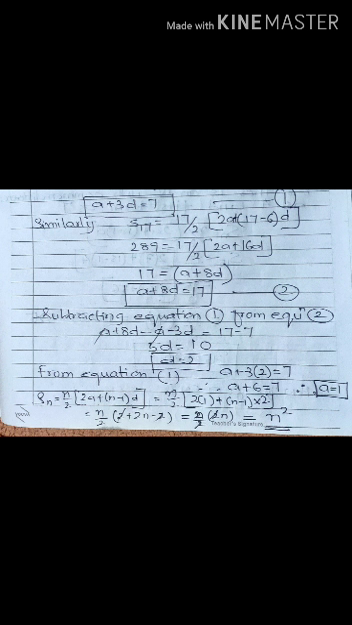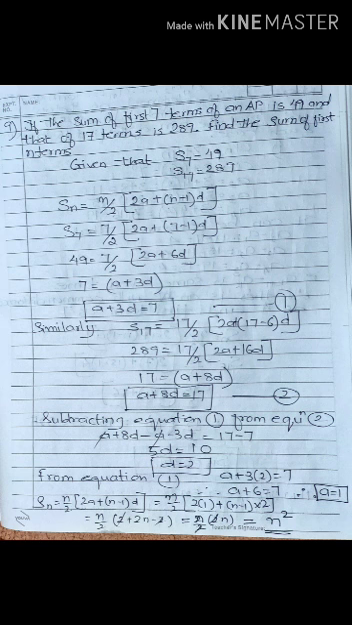Now from the first equation, a plus 3d equals 7. Replacing the value of d, we get a plus 3 into 2 equals 7. So a plus 6 equals 7. Therefore a equals 1. Now replacing the values of a and d in Sn equals n by 2 into (2a plus (n minus 1)d), we get n by 2 into (2 into 1 plus (n minus 1) into 2). So n by 2 into (2 plus 2n minus 2). So n by 2 into 2n, that is n square.